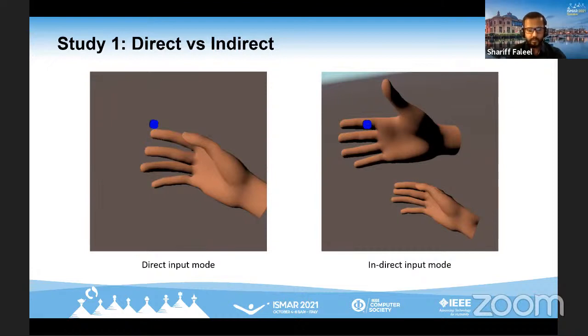We have 2 different input modes. The direct input mode has the target elements being displayed on the hand model that is mapped to the motions of the user's hand. The task we had for the first study is a target selection task where we compare the completion times. And the indirect input mode has the target elements being displayed on a static hand that moves with the user's head, and the user would select the targets with indirect thumb-to-finger interactions.